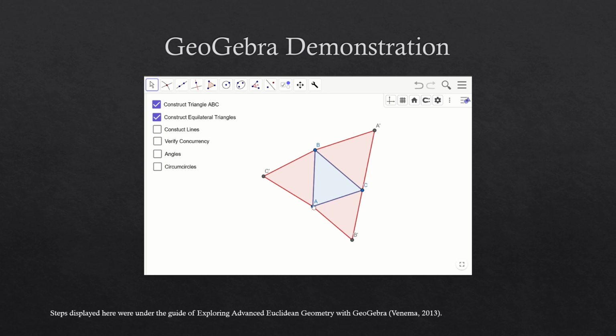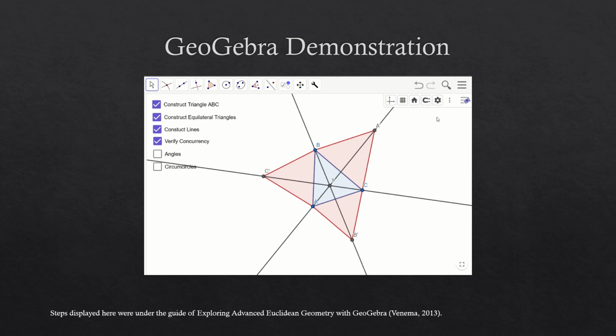And then you want to construct lines that connect A to A prime, B to B prime, and C to C prime, like this. And then you notice that all three of these lines meet at a singular point. And this point is T, or the Torricelli point, which is their point of concurrency.